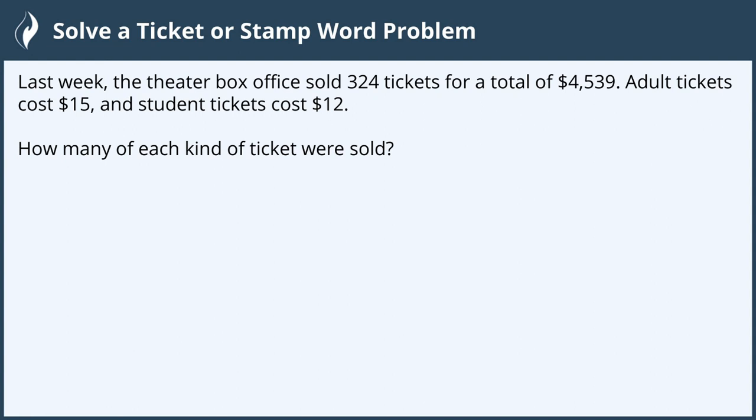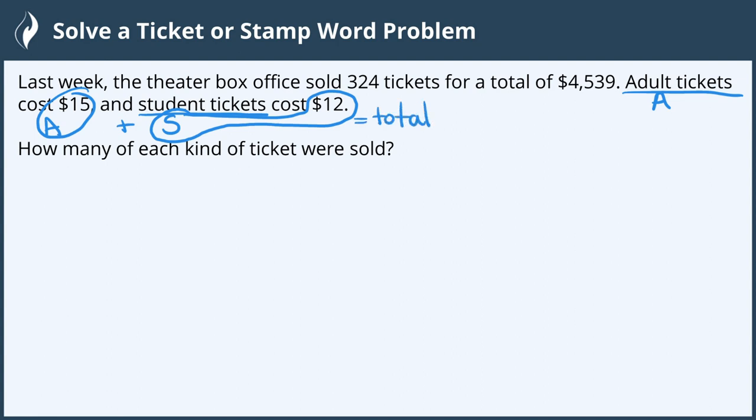We have two unknowns, the number of adult tickets and the number of student tickets, so we need a variable to represent those. I'm going to go ahead with A to represent the number of adult tickets and S to represent the number of student tickets. Just like with the coin word problems, if we multiply the number of tickets times the value and the number of tickets times the value, and add those together, we will get the total.